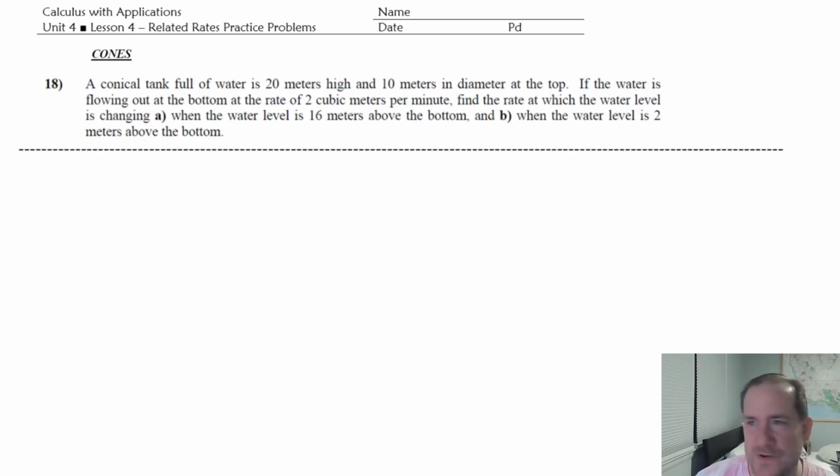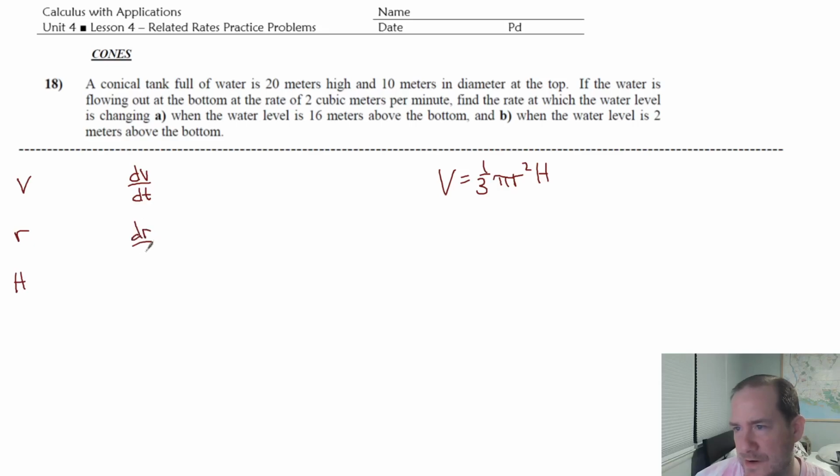But let's start the way I usually like to start, which is let's gather all the values that we know. We know that the formula for the volume of a cone is 1/3 pi r squared times height. So there's typically going to be a volume, a radius, and a height at play. And then there'll be the rates of change for all three of those things: dV/dt, dr/dt, dh/dt. And as we read through the problem, usually a lot of these jump out at us.